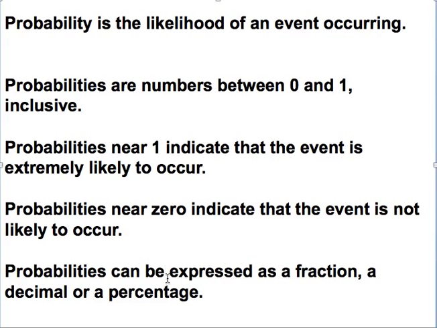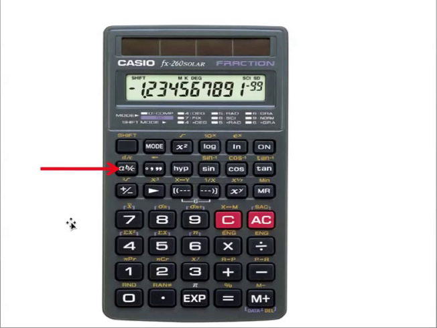Probabilities can be expressed as a fraction, a decimal, or a percentage. For example, probability can be written as 1 over 2, a half, or 0.5, or 50%. It's a good thing to be able to use the fractions function on your calculator in order to do these probability problems. Here is a sample calculator just to indicate what the fraction function would look like.